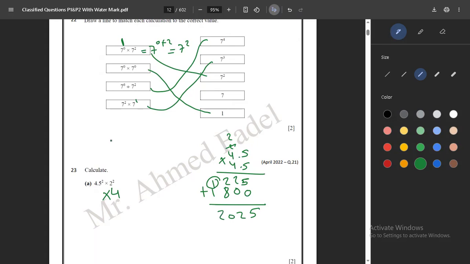But I have 1 decimal place in the question, 1 digit after the point. So I want 1, 2 digits after the point. It is 20.25. Must be multiplied by 4.